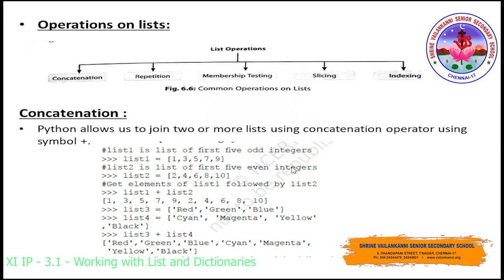So when you consider the operations on list, most probably you will perform all the operations on list by making use of the symbols, which are the operators. Totally you have five different operations that you can perform on list.